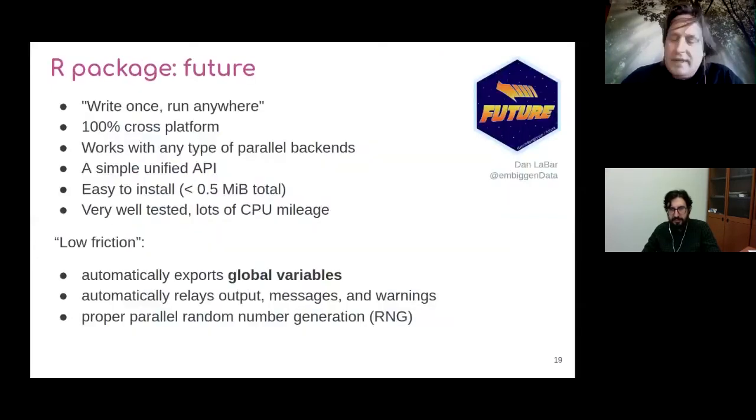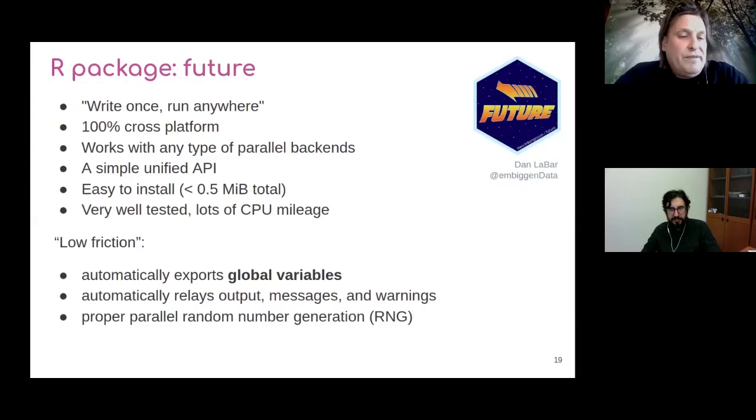So this is implemented in an R package on CRAN since 2016, I think. The idea is to write once and run anywhere when you do parallelization. 100% cross-platform. It's implemented in pure R. Works with any type of parallel backends, even the ones that hadn't yet been developed, I would say. It's a very simple API, easy to install, and I claim very well tested because it's been used in the background throughout a lot of projects and packages.